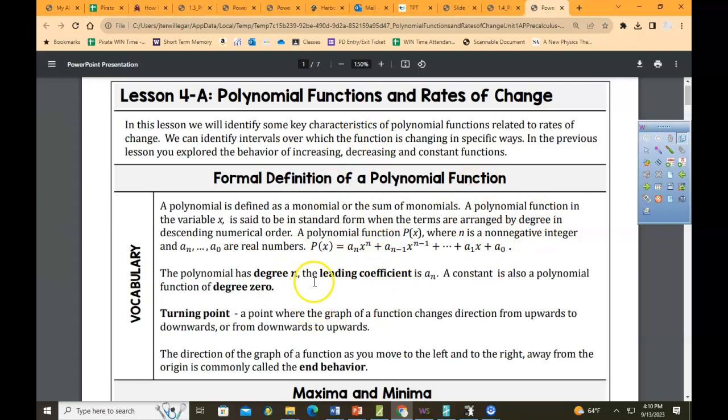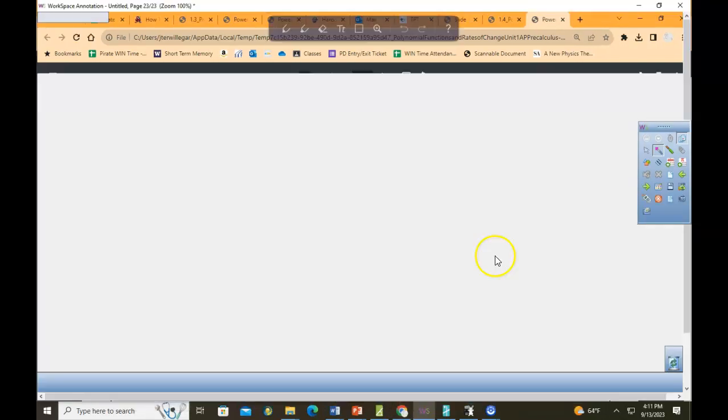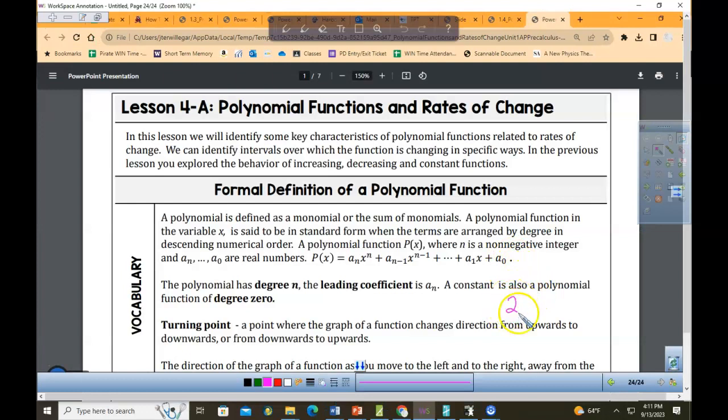One thing we're also going to be talking about is what is the degree, what is the leading coefficient. Your leading coefficient is the number in front of your largest power of x. So what I mean by that is, if I have 2x plus 6x squared plus 2, my leading coefficient is not the number in front, it's the number in front of my highest power. So it would have been 6. For this one, my degree is my highest power. It would have been 2.